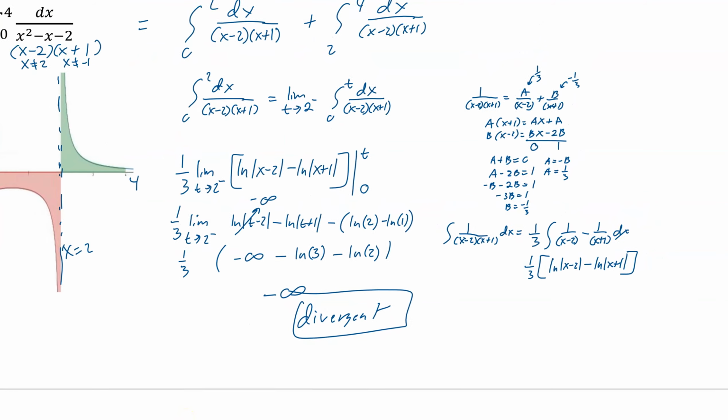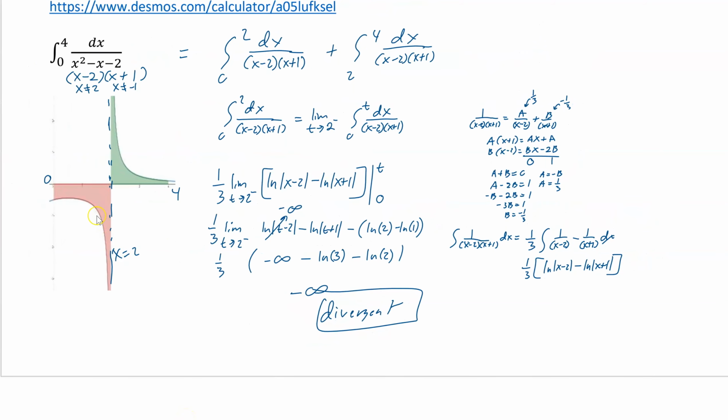Okay, so if we know that the first part is divergent, there's no reason to even calculate the second part. It doesn't even matter if it converged or didn't converge. It's because this one is divergent. The whole thing is divergent. So no matter what, it diverges.